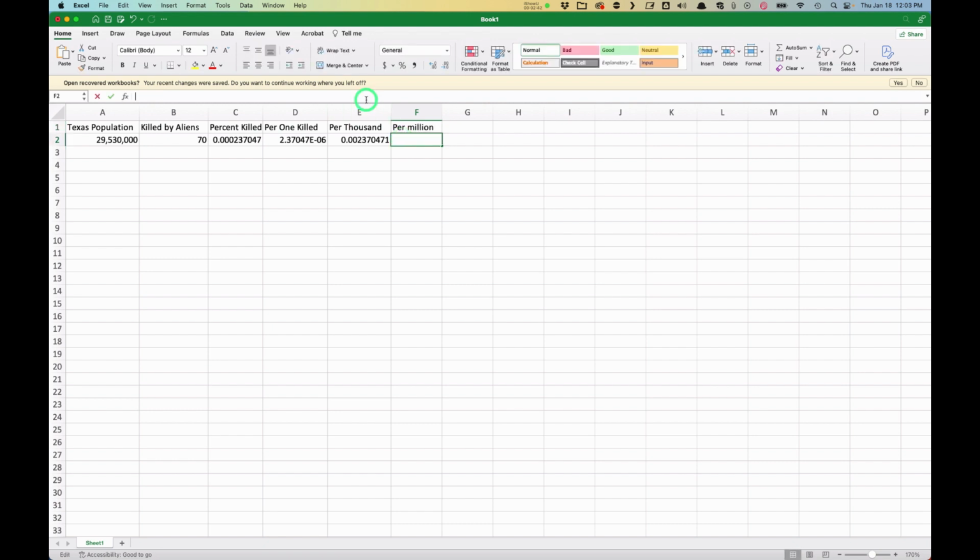And per million is going to be equal to my per 1 times, and I always have trouble, so I'm going to count my zeros. So hundreds, thousands, millions. So 1 million. Okay, so I know that 2.3 people per million were killed by aliens. That's much better to tell readers. I understand 2.3 people. I don't really understand 0.002 people. That's not really a way that we think.